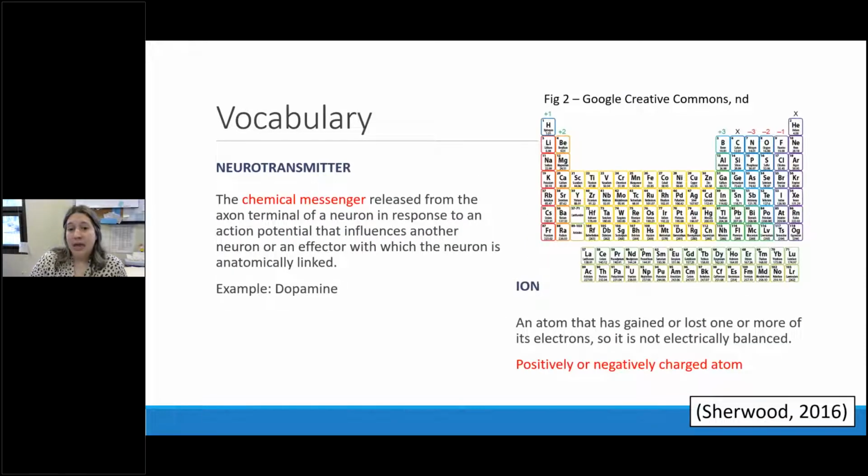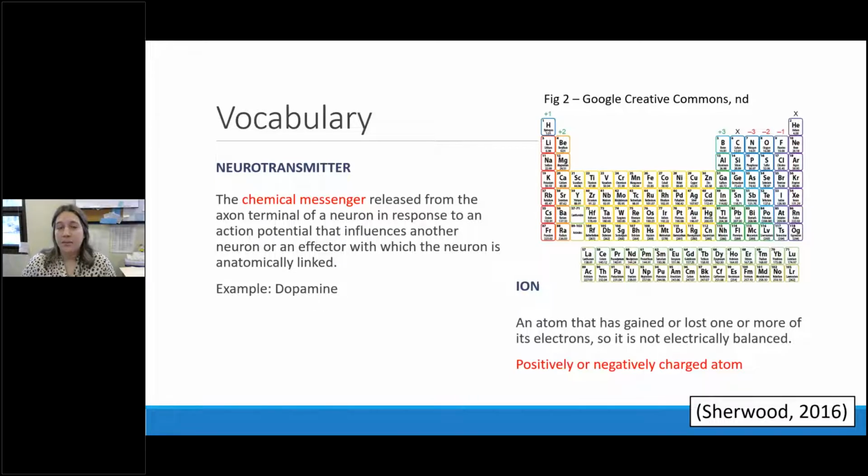Other important vocabulary one should be familiar with is neurotransmitter and ion. A neurotransmitter is the chemical messenger released from the axon terminal of a neuron in response to an action potential that influences another neuron or an effector with which the neuron is anatomically linked. Whew. To summarize, a neurotransmitter is the chemical that relays a message from one neuron cell to another.